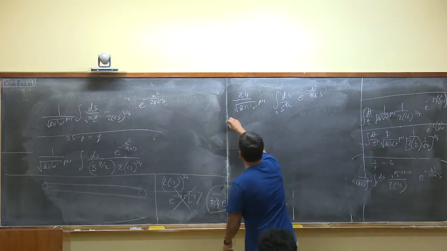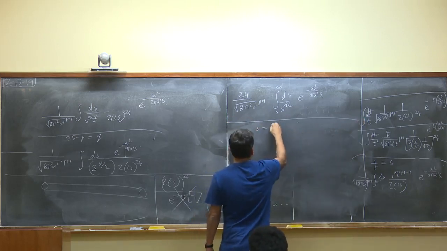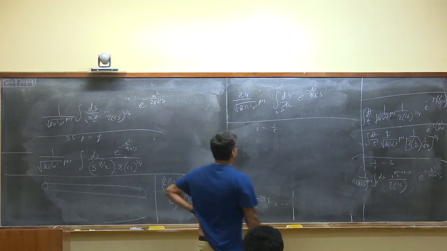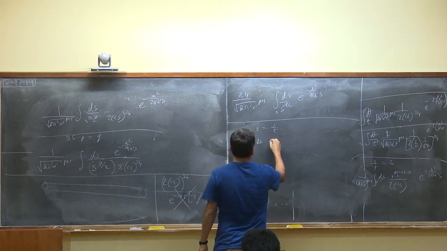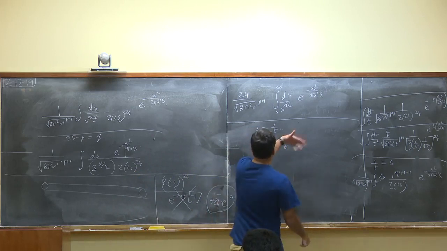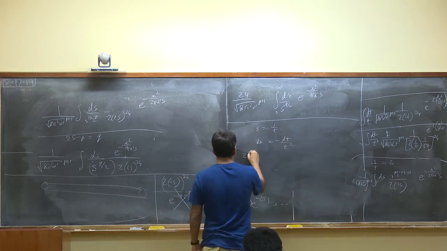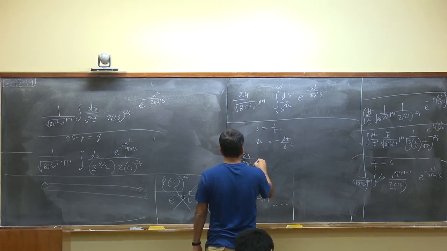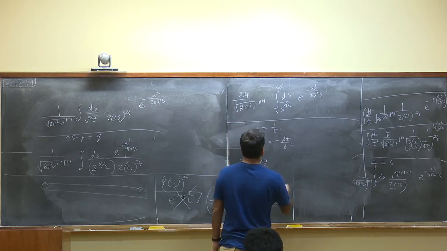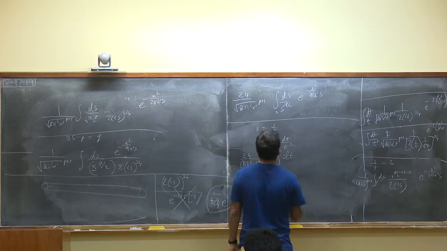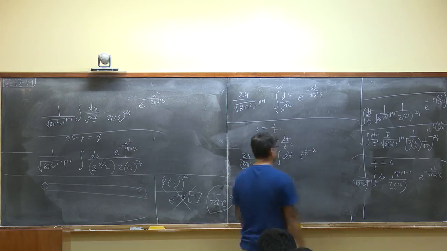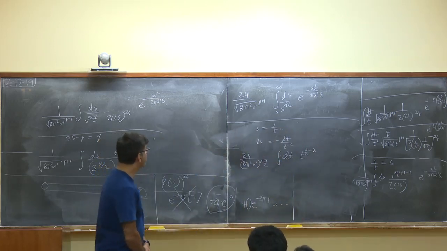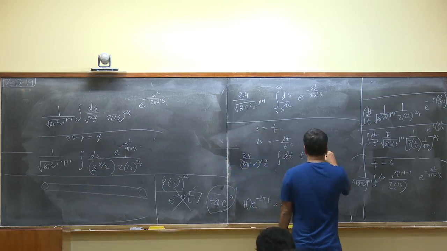Okay, let's do that. Let's do s is equal to 1 by t. Looks like we're going around in circles. Okay, so ds is equal to minus dt by t square. The minus will work itself out. So we've got 2^4 by 8 pi square alpha prime to the power p plus 1 by 2, integral dt, and then t to the power q by 2 minus 2, right? Times e to the power minus x squared by 2 pi alpha prime t.